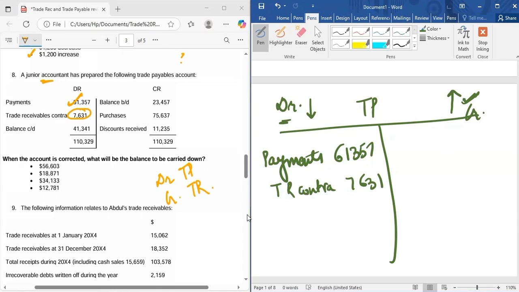Okay. Now balance carried down. This is also on the right side. Balance carried down is the closing balance.